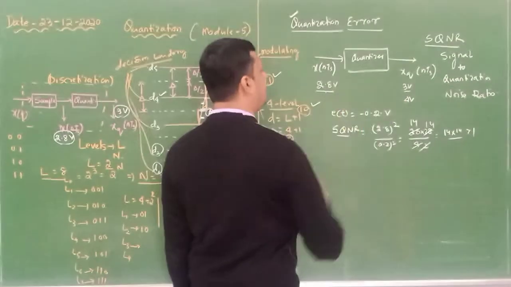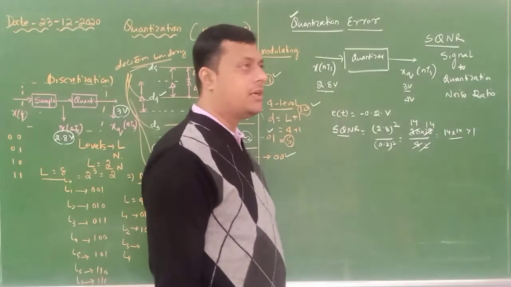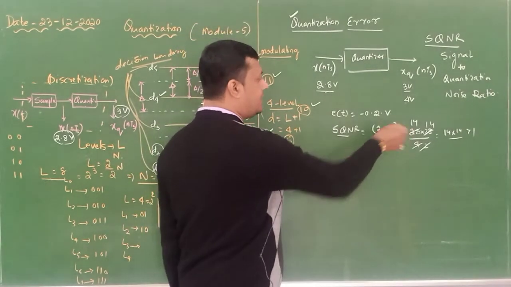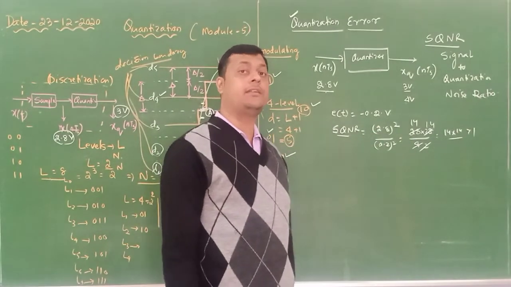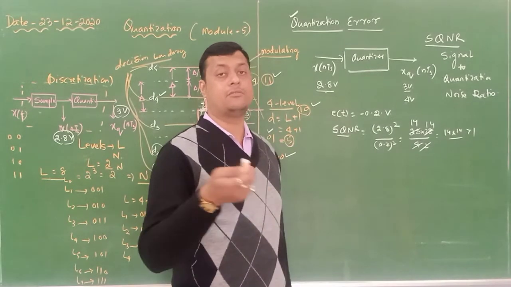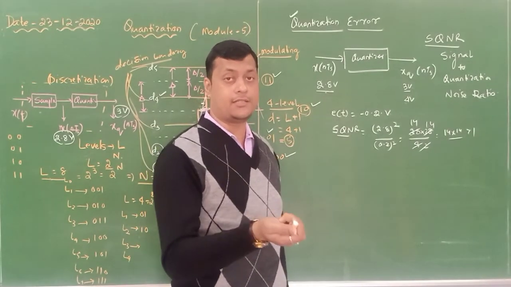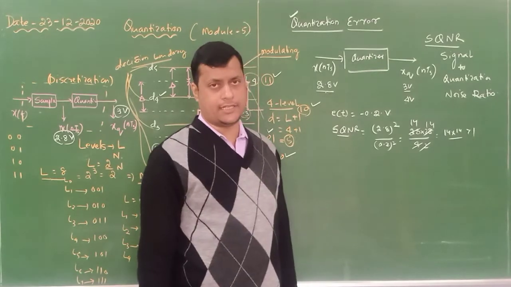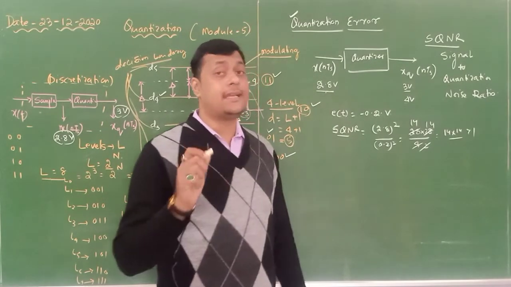Similarly, if I take a difference of 2.8 and 4, near about 1.2 it will come. So it is more than this. If it is more than this, that means your signal to quantization noise ratio is less as compared to this particular case. So we need to minimize the error.